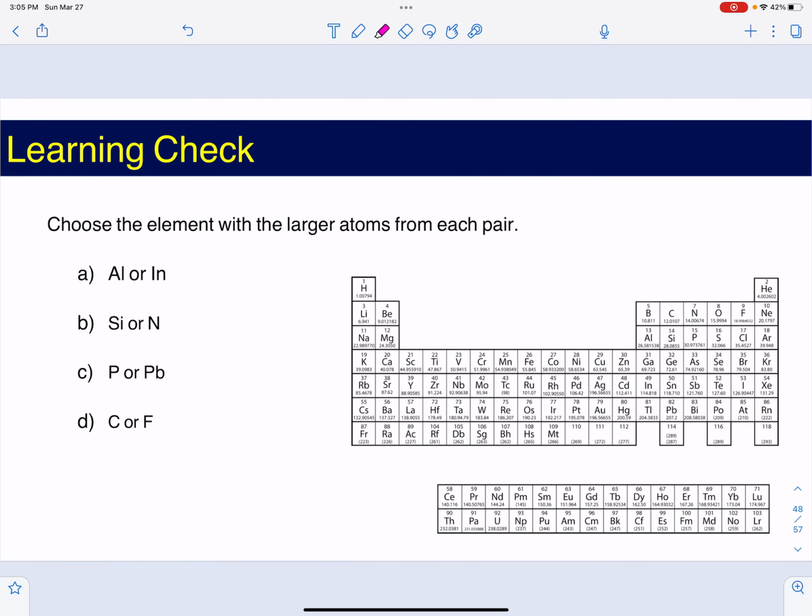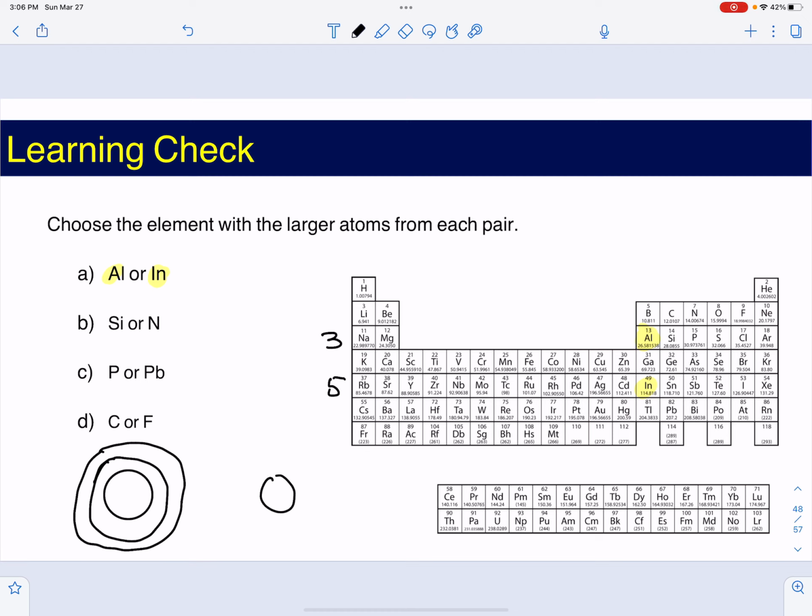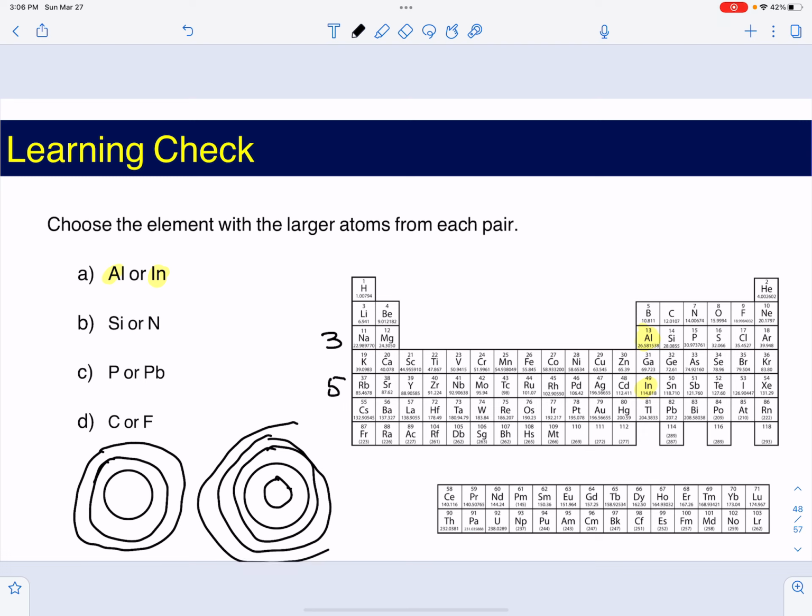So let's do some problems. Choose the element with the larger atom from each pair. So we're doing aluminum, which is right here, compared to indium, which is down here. As you notice, aluminum is located on level 3, while indium is located on level 5. So if I have something with one level, 2 levels, 3 levels, compared to something with one level, 2 levels, 3 levels, 4 levels, and 5 levels, you can see that as you go down the group, they're going to get bigger. So indium is going to be the bigger one, just because you are increasing the number of energy levels. As simple as that.